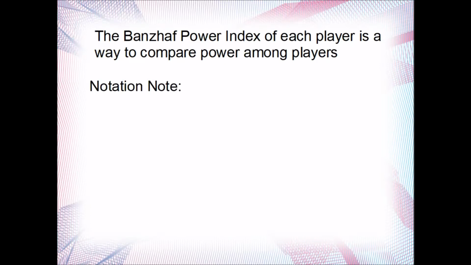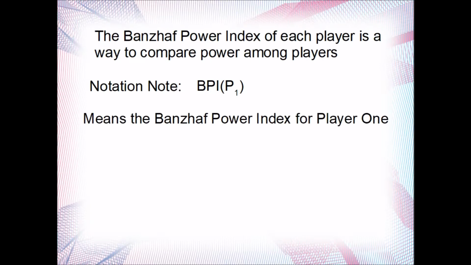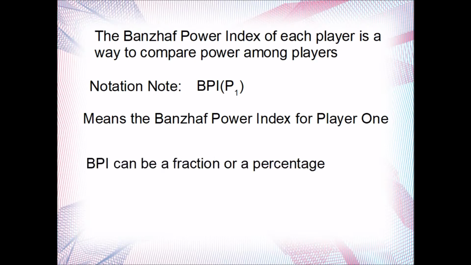Before I get into it, I just want to make a little note about how we write things. If I write BPI and then player 1 with a little subscript 1 in parentheses, that means we're finding the Banzhaf Power Index of player 1. BPI can either be a fraction or a percentage, depending on what you like better.